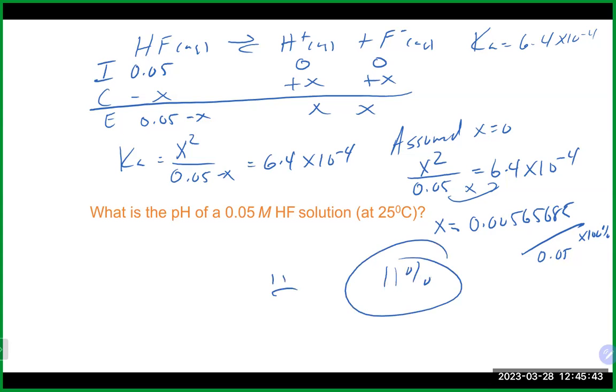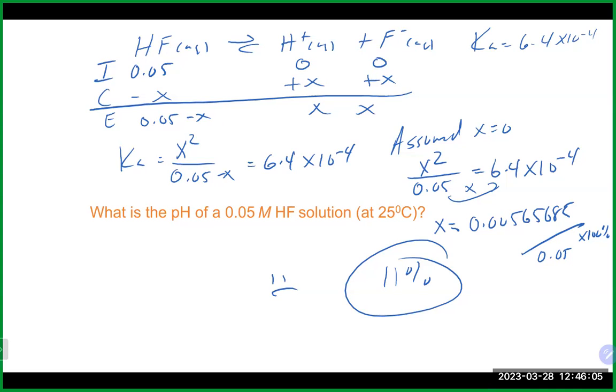Which would mean not so good. This assumption would not have been valid, and we could not use it. We would need to go back and solve it some other way, and that would obviously be the quadratic formula in this case. So as we'll talk about also in this chapter, the initial concentration is important, right?